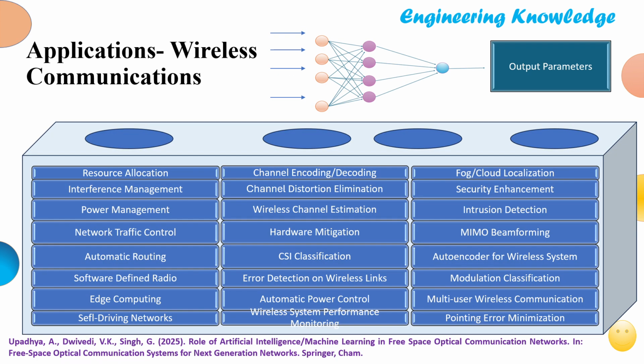In a large domain, you will see applications in wireless communication systems, starting from resource allocation, interference management, power management, network traffic control, automatic routing, hardware mitigation, CSI classification, error detection, and MIMO, beamforming, autoencoders, modulation classification, multi-user pointing error. So we will see some of them in the subsequent lectures.